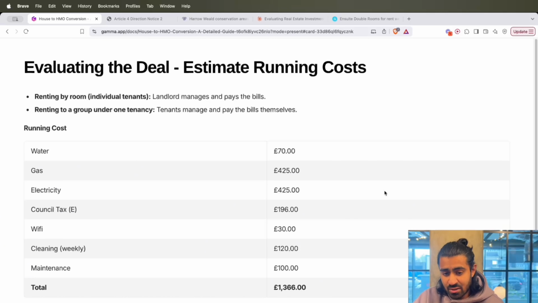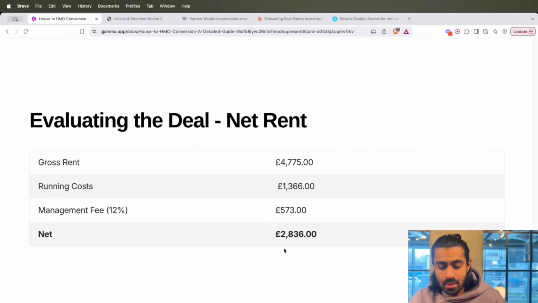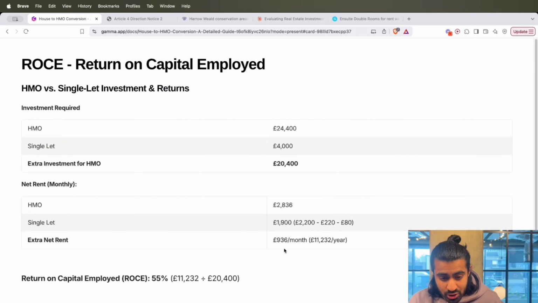Yeah, so the estimated running costs are £1,366 for this particular property. We also do weekly cleaning, and I've also added an additional maintenance budget. HMOs generally also require way more maintenance than a single family home. So the net rent will be £2,836. If you're self-managing, then you can add the extra £573 to that. But essentially, assuming that you're not self-managing, you're getting a managing agent to do this, then your net rent will be £2,836.